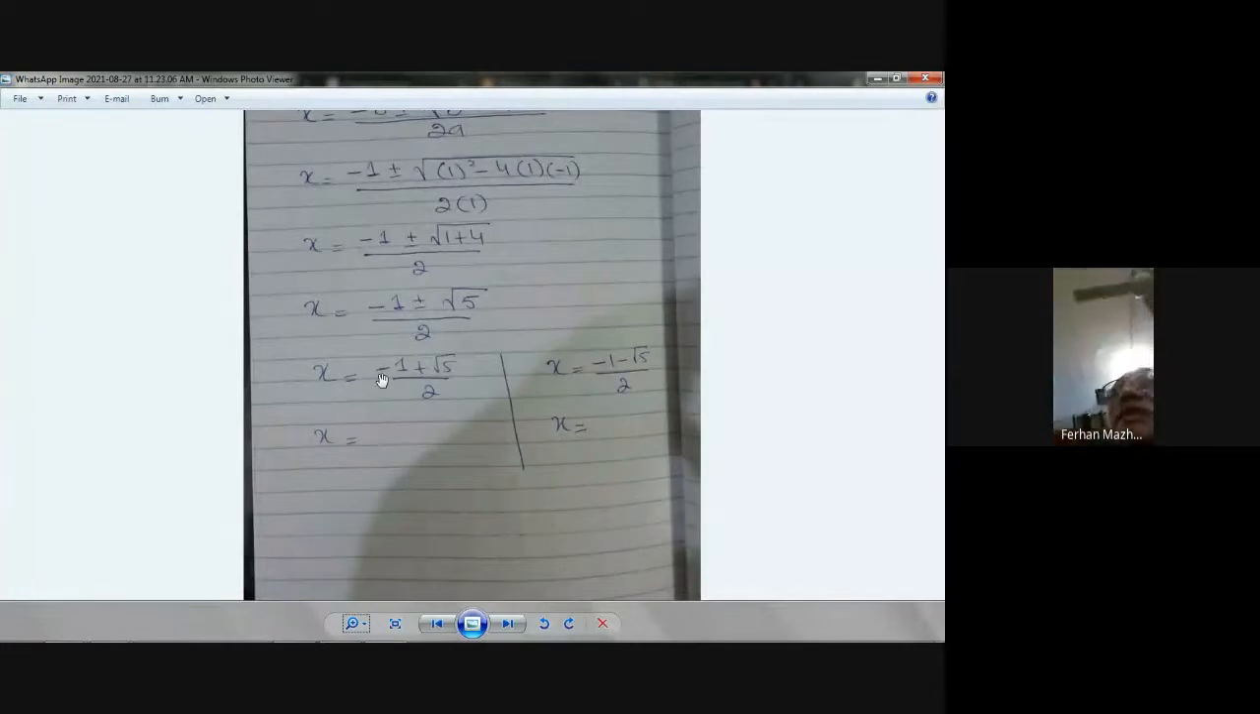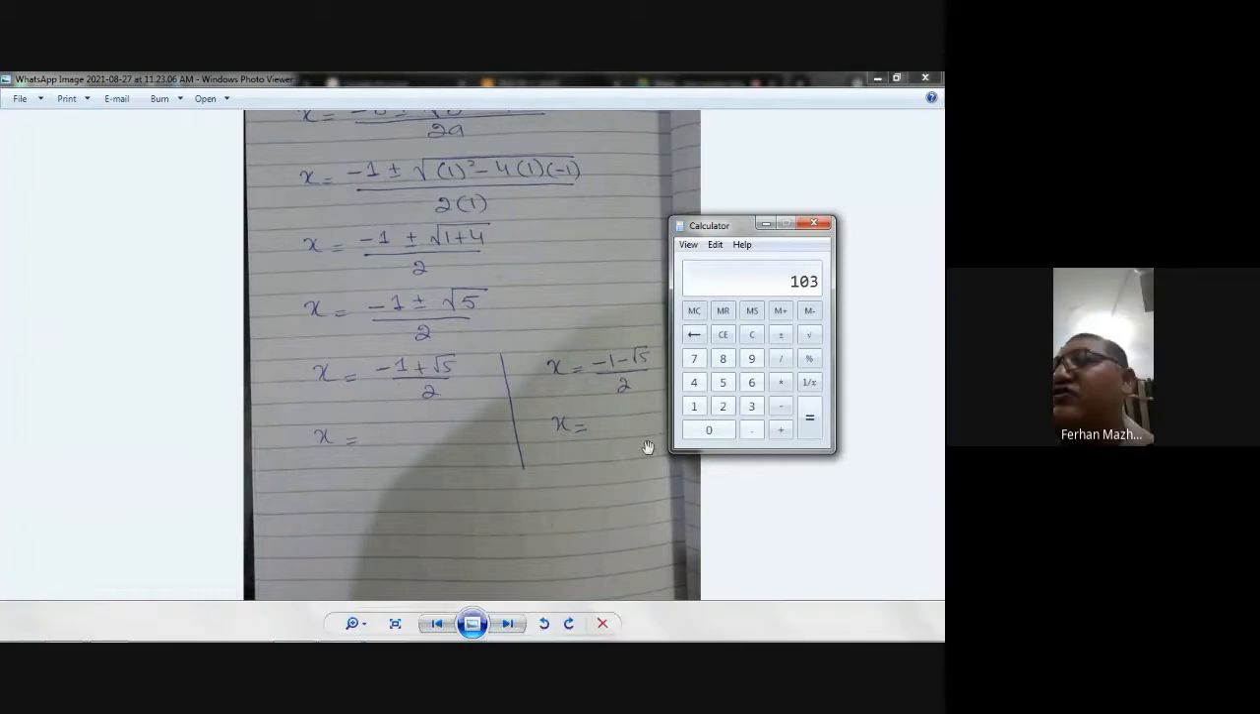You are saying 0.61. And what will be the next thing is minus 1 minus under root 5 equals, divided by 2 equals. So what's the answer? Minus 1.62. Minus 1.62. So just note down these answers.